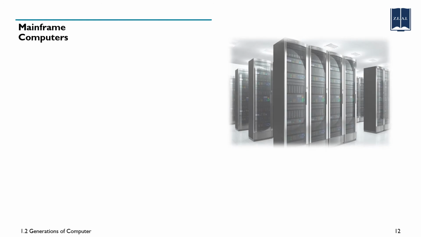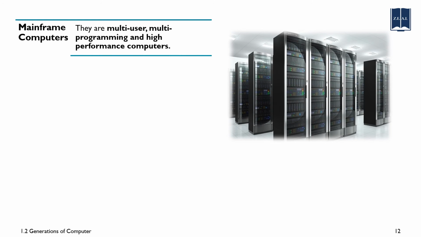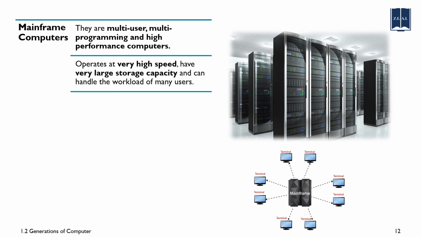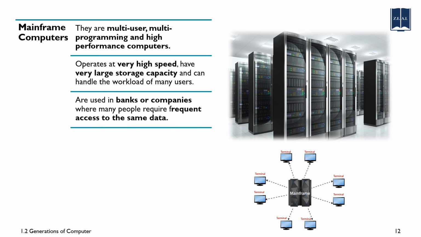Mainframe computers. Mainframe computers are multi-user, multi-programming, and high-performance computers. They operate at a very high speed, have very large storage capacity, and can handle the workload of many users. The user accesses the mainframe computer by a terminal, which may be a dumb terminal, an intelligent terminal, or a PC. Mainframe computers are used in organizations like banks or companies, where many people require frequent access to the same data. Some examples of mainframe computers are CDC 6600 and IBM ES9000 series.